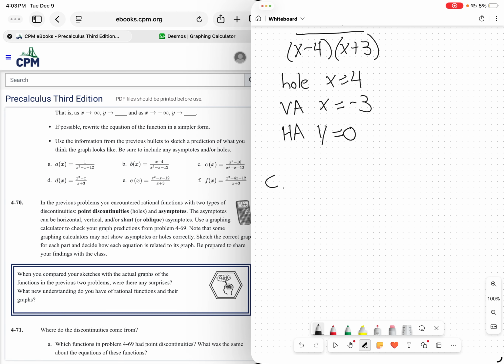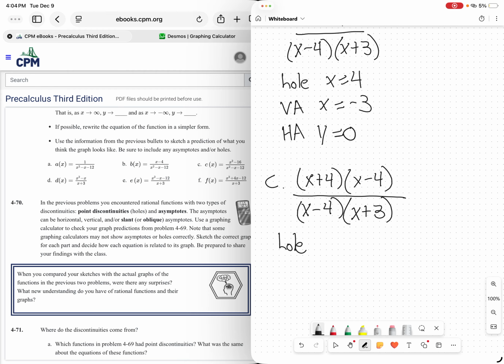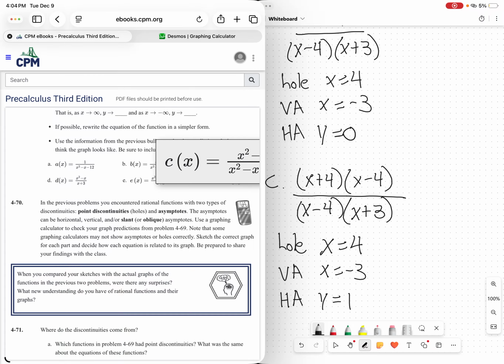Okay, C. We're going to factor the top to x plus 4, x minus 4. Same factors on the bottom, x minus 4, x plus 3. Again, we'll have the same issue. We'll have a hole at x equals 4. We're going to have a vertical asymptote at x equals negative 3. And we're going to have a horizontal asymptote now at 1. Why? It's that leading coefficient rule. Remember, same first term, x squared and x squared, so it's 1 over 1.